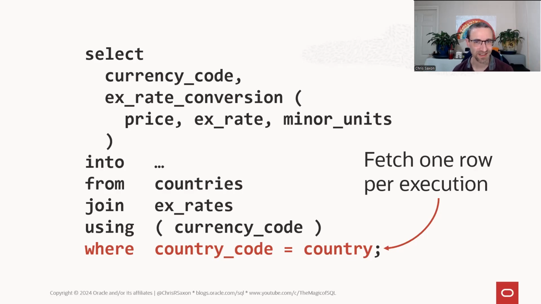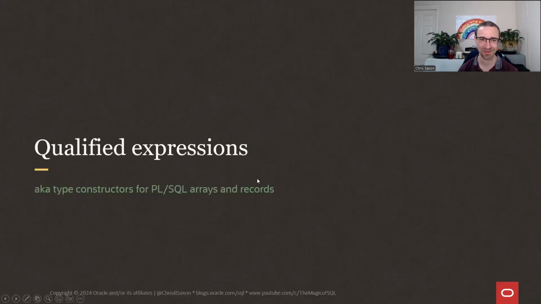So execute it once, get all the rows. There is a way we can do that, but before we do, we're going to again have to take a bit of a detour and talk about qualified expressions. This is something that was introduced actually a little while ago. Back in 18c, we introduced qualified expressions. What does that mean?